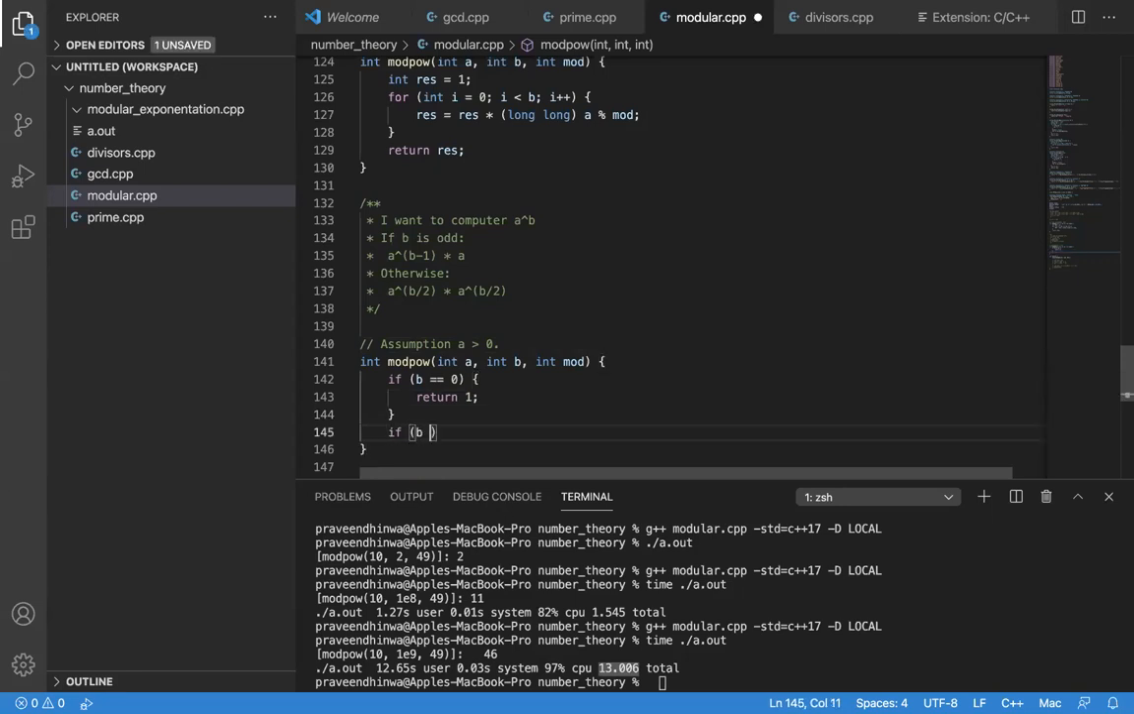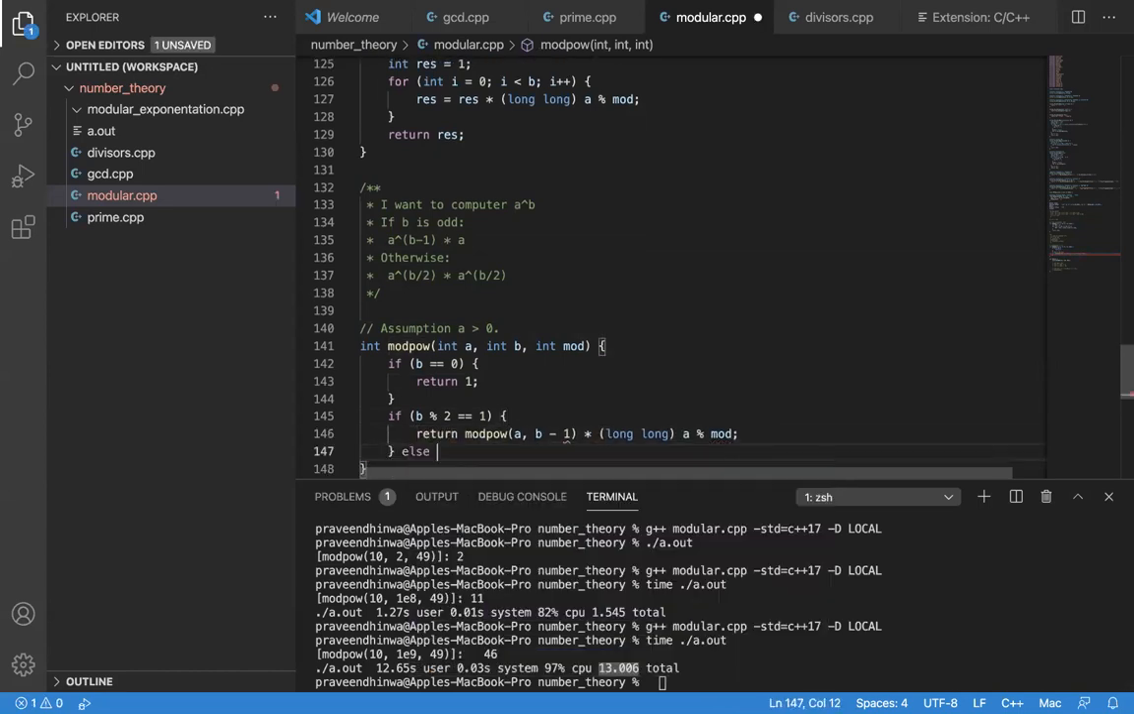Otherwise, what do I do? If b percent 2 is odd, what do I do? I compute a power b minus 1. So I compute mod power of a, b minus 1, and I multiply it by a, percent mod. So I return this. Otherwise, what do I do?